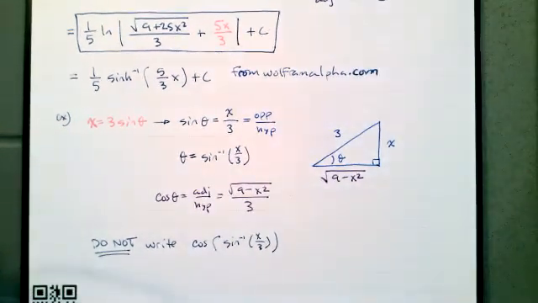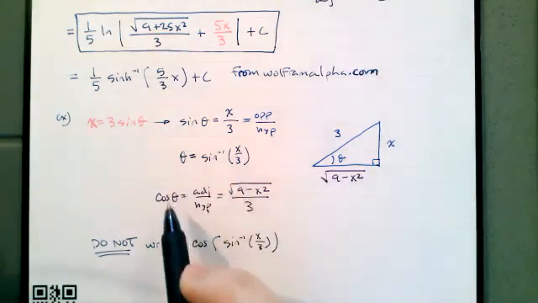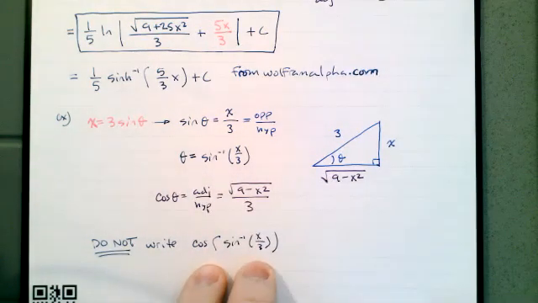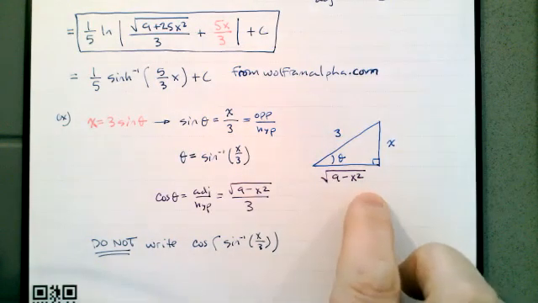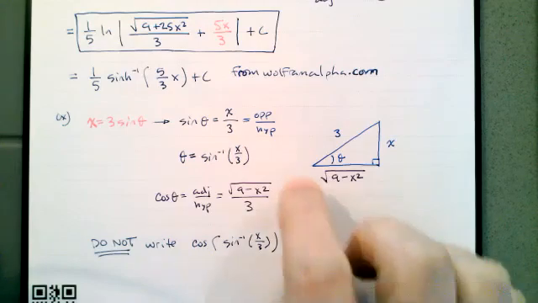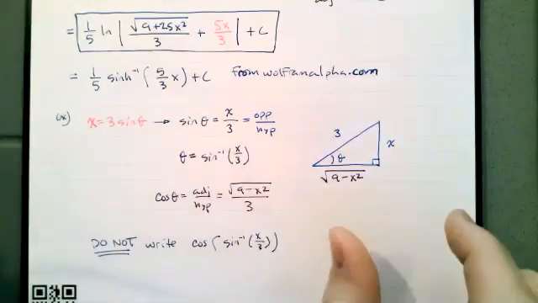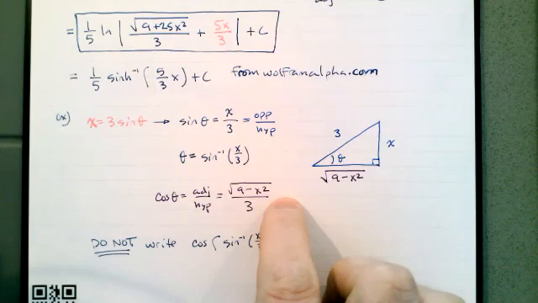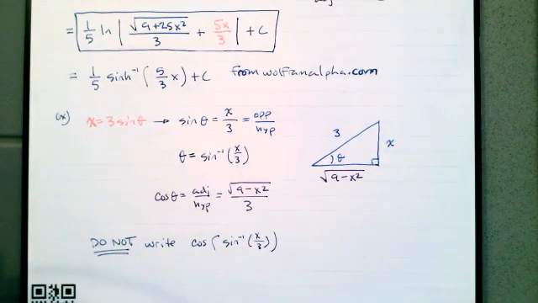So once you have theta, you don't just get to plug it into this trash. You've got to go into, you don't have to draw the triangle. You can know what's going to happen. So you don't have to draw the picture. I don't care about the picture. I care about this expression for cosine of theta, square root of 9 minus x squared over 3.